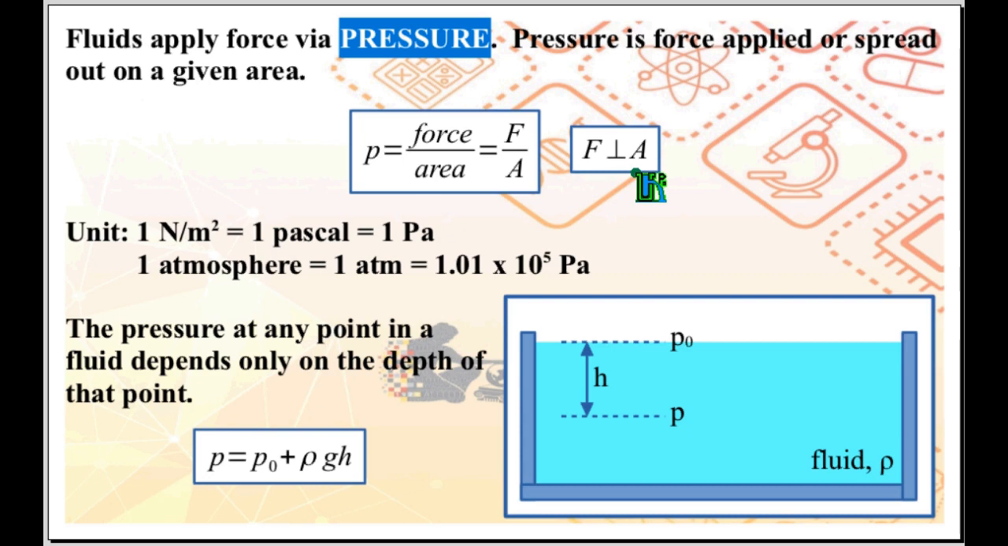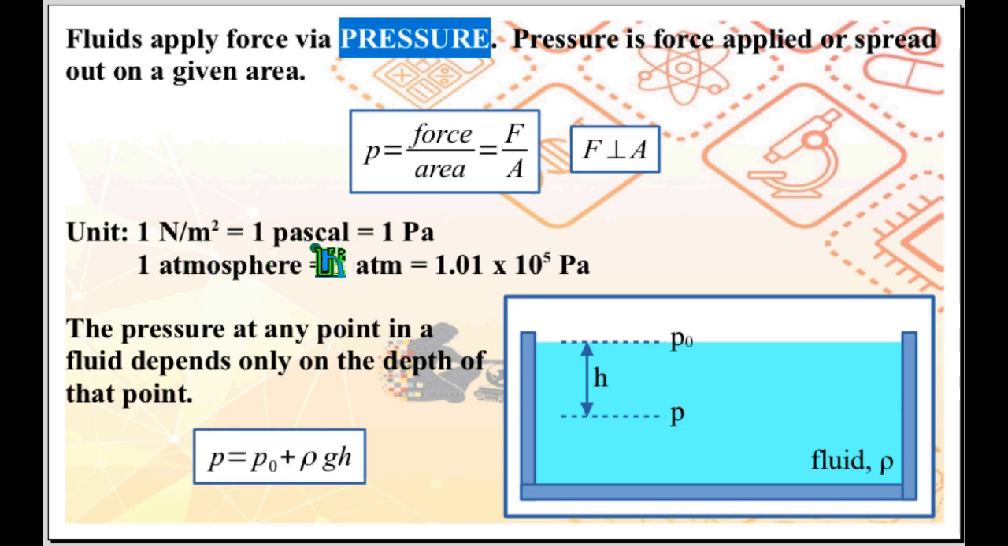If you have a force applied on an area and that force is diagonal with respect to the area, then only the component of that force that is perpendicular to the area A will contribute to the pressure P. So only the perpendicular component of the force will contribute to pressure P. P is equal to F over A. F unit is newtons. A unit is meter squared. The unit for pressure is Newton per meter squared.